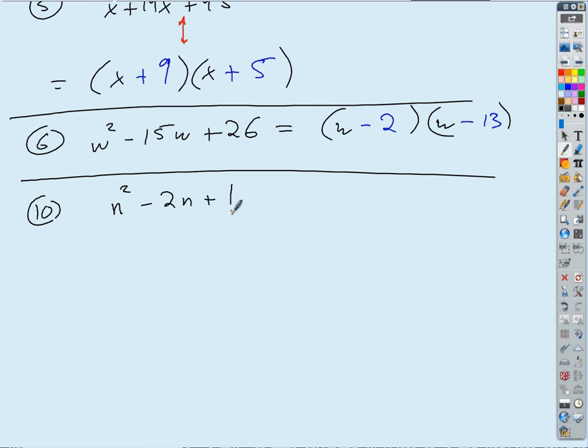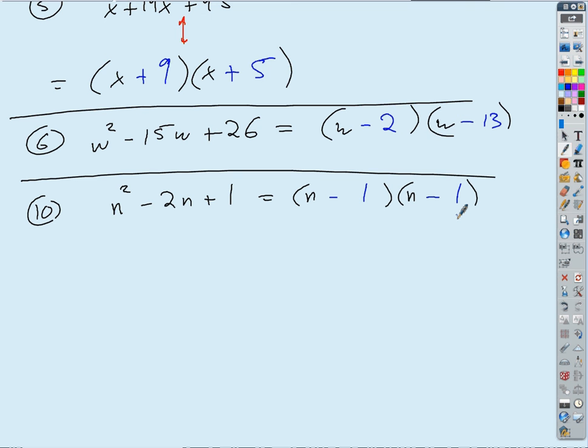Okay, what about this one? So I've got an n squared, so I know I've got n's, right? And then what numbers multiply to 1 and add to negative 2? Negative 1 and negative 1. Good, because I know the numbers both have to be negative, right? Okay, everybody get that? They multiply to a positive and add to a negative, and then what numbers multiply to 1 and add to 2? That would be a 1 and a 1, so it's negative 1 and negative 1, right?